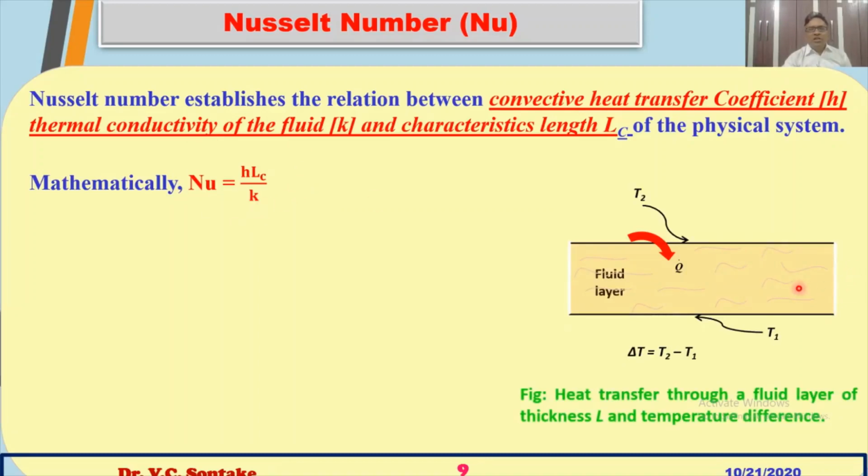Now, in order to understand the significance of the Nusselt number, let us consider a fluid flowing through a tube or between two surfaces, and these surfaces are maintained at temperatures T1 and T2. Let's say T2 is greater than T1. The temperature difference will be T2 minus T1. Now heat transfer will take place from the surface at temperature T2 to the surface at temperature T1 through this fluid layer.